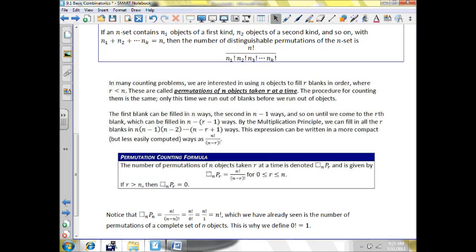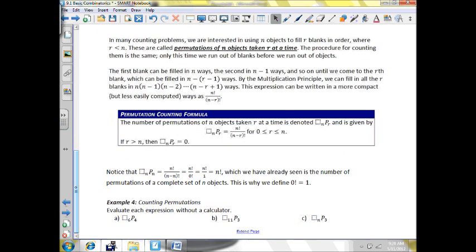This expression can be written in a more compact but less easily computed way as n factorial over n minus r factorial. The number of permutations of n objects taken r at a time is denoted by nPr. Now, I realize there's that empty box there. That's how I had to put it in Microsoft Word in order to get the correct notation. So it would be n factorial over n minus r factorial. If r is greater than n, then the number of permutations will be 0.